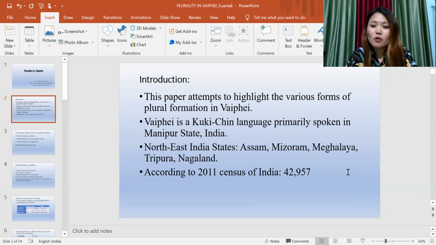Vaiphei speakers are also found in other states of northeast India: Assam, Mizoram, Meghalaya, Tripura, Nagaland. The total population of Vaiphei, according to 2011, is 42,957. But this figure is highly doubtful, since it is expected that the number would cross more than 60,000.